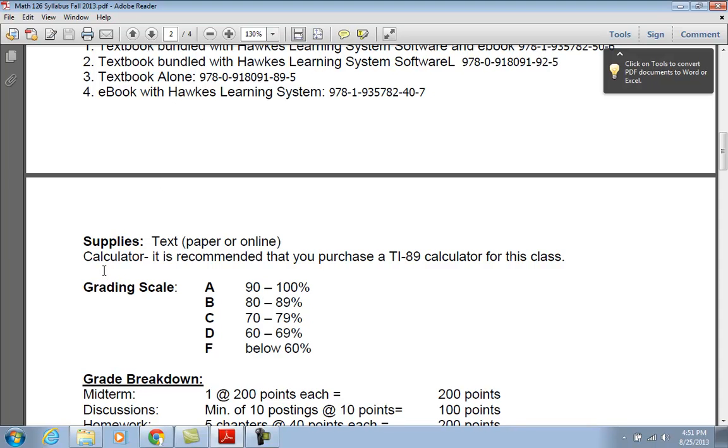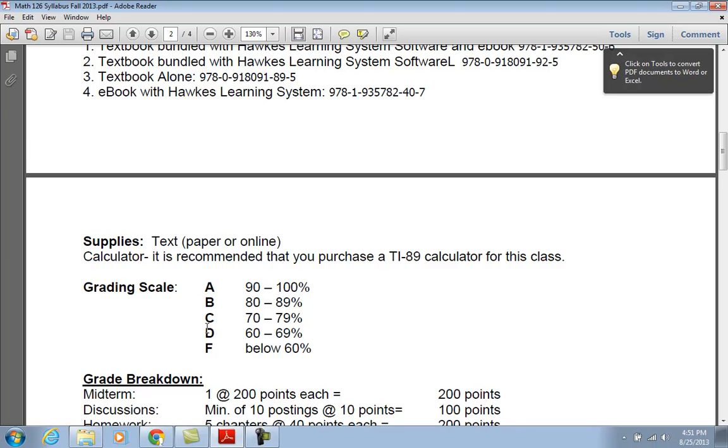Supplies, text. You can do the paper text or the online text. A calculator. It's recommended you purchase a TI-89 calculator for the class. I really like the TI-89. I will be using the TI-89. You can get by with other TIs or really any calculator, but if you're going to buy something, I would recommend going for the TI-89.